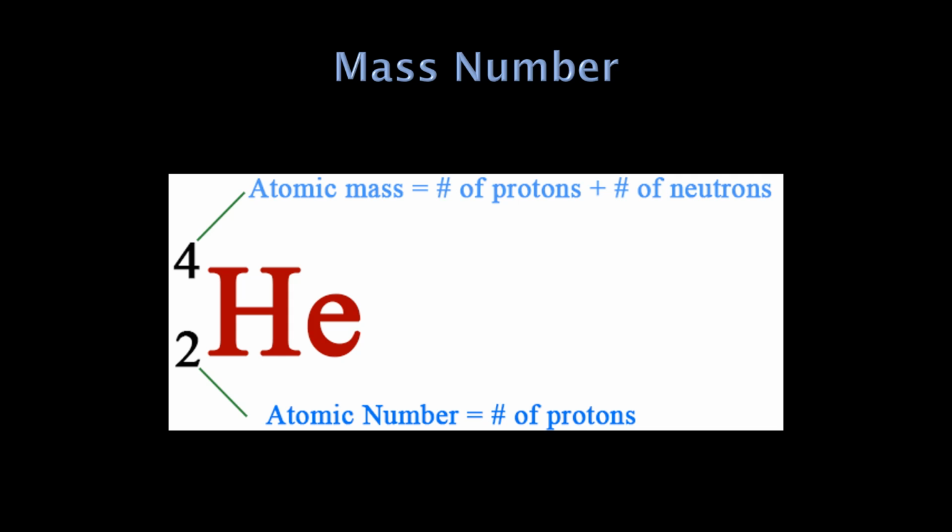Define the mass number. Mass number and atomic weight are similar, but they're not exactly the same thing. If you look it up on a periodic table, the atomic weight is a number that has a decimal point that comes after it usually.